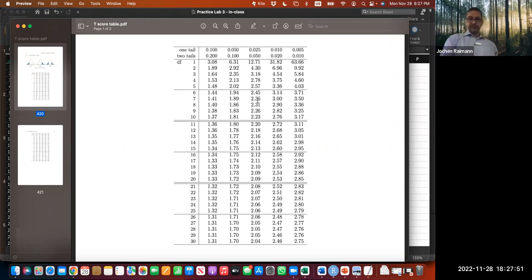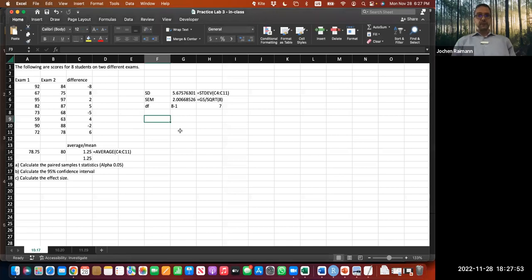This is our critical T. Now the rest is simple. The only thing we need to do is, critical T is now 2.36.